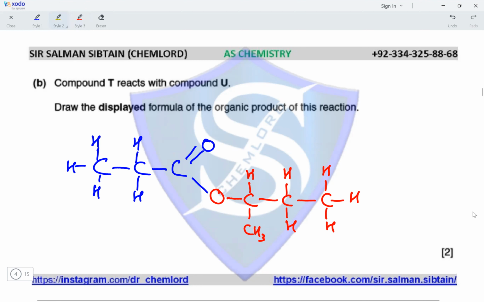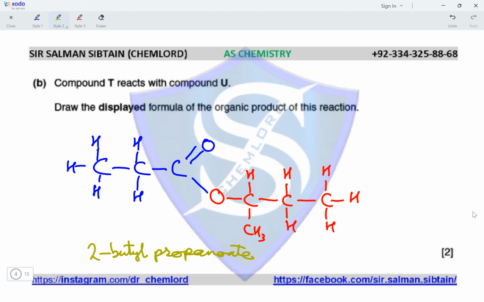And if we are to name this ester, this would be called 2-butyl propanoate, because we have got the oxygen atom present on the second carbon atom of butane, so 2-butyl propanoate.